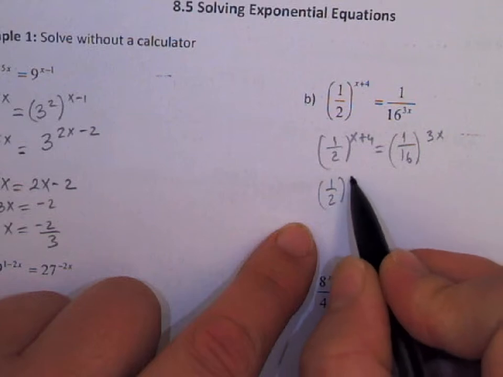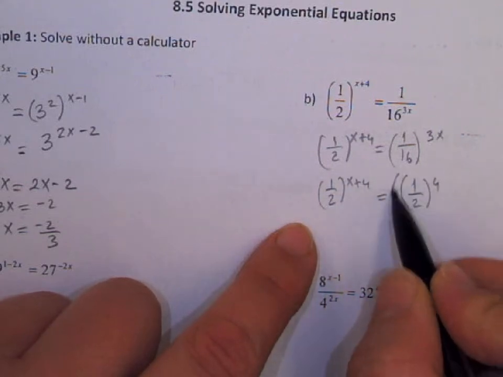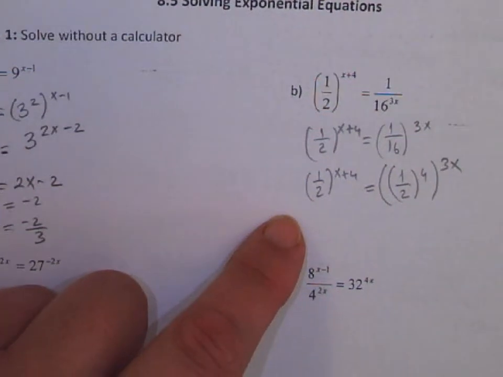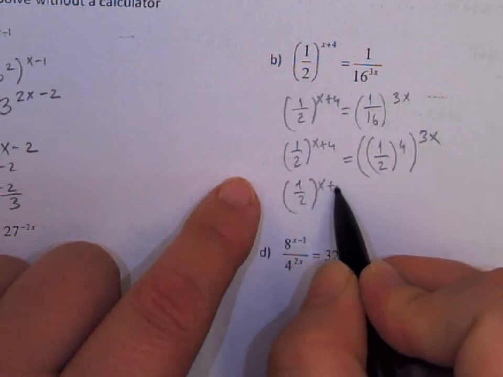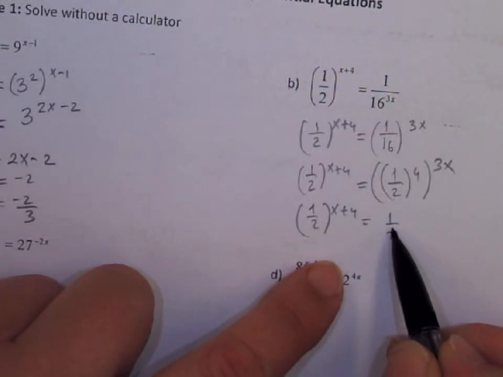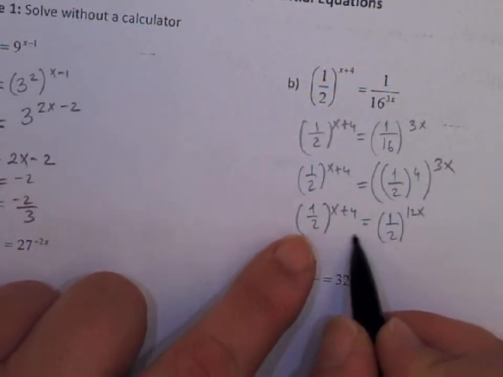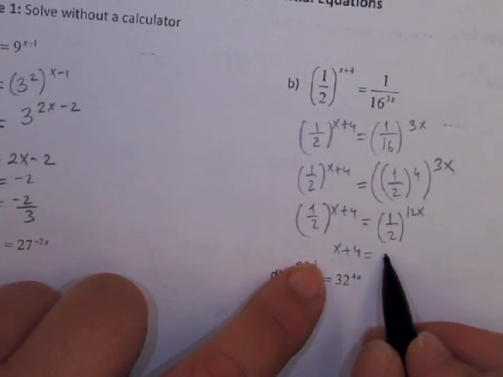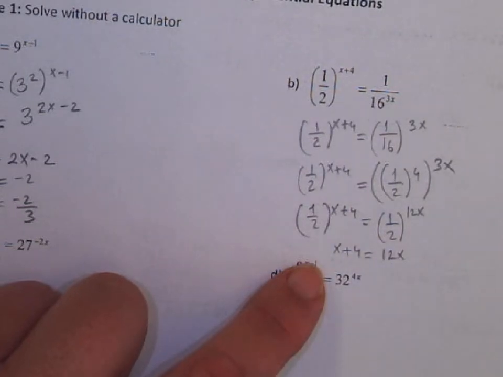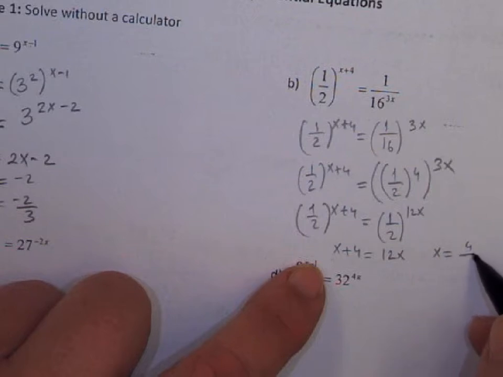So (1 over 2) to the power of x plus 4, and that one is (1 over 2) to the power of 4, and you still have, of course, to the power of 3x. And now this gives you (1 over 2) to the power of 12x. So you have the same base for both sides, then exponents must be the same. x plus 4 equals 12x, and that gives you 4 equals 11x. Therefore x equals 4 over 11.